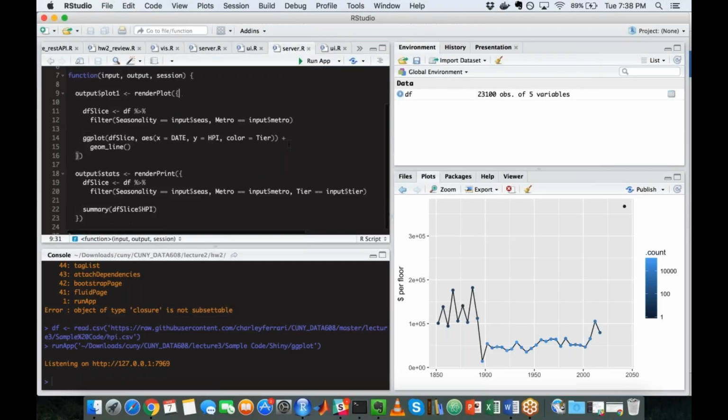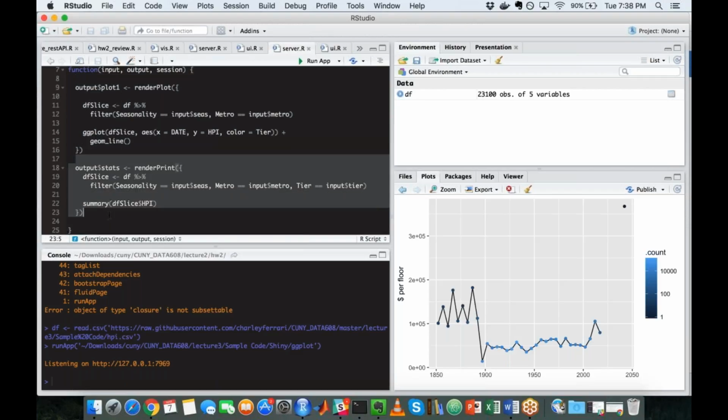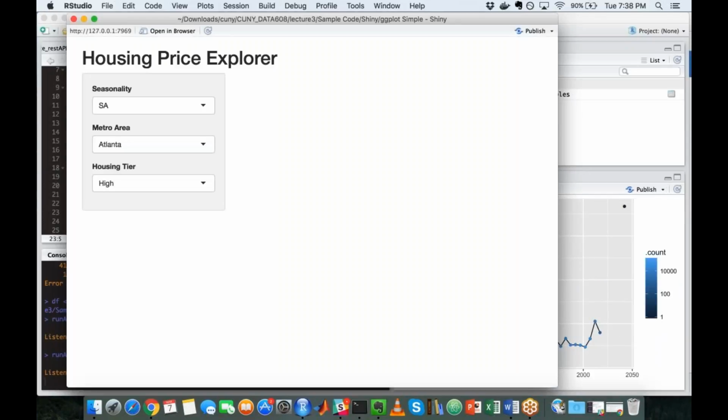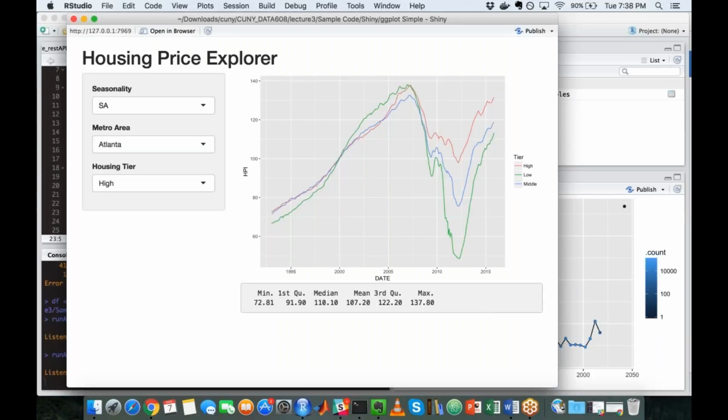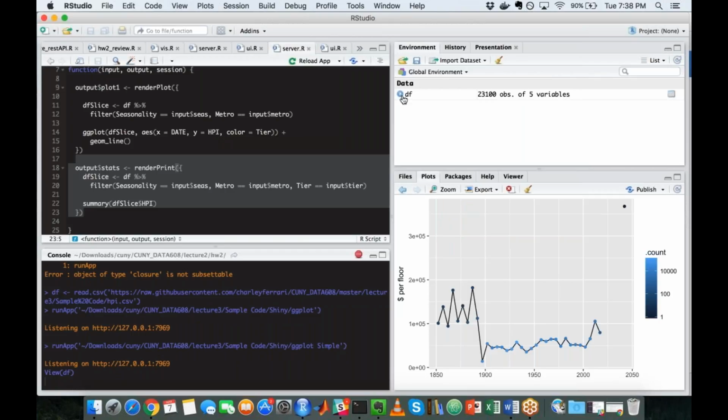So in the simple version, what we're doing is we're bringing the data in all in one shot, and then we're saying, okay, we have our full data set. We're going to separately calculate that plot and calculate those output stats. So let's run this app. First, just in terms of what's happening here, we have our data here, so let's stop the app for now.